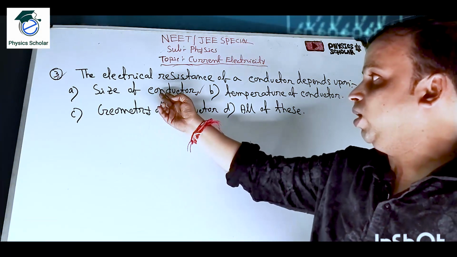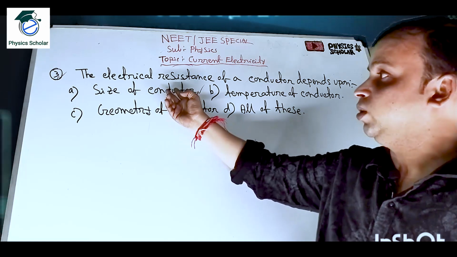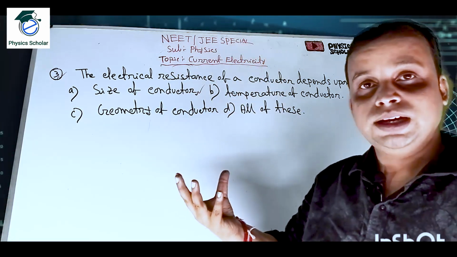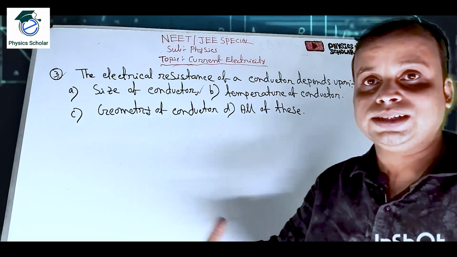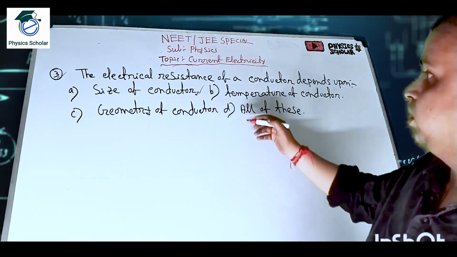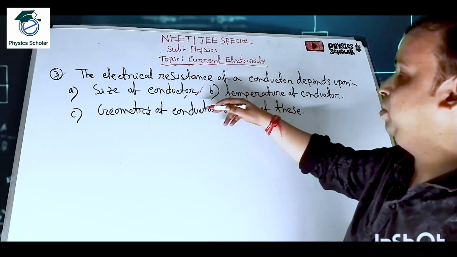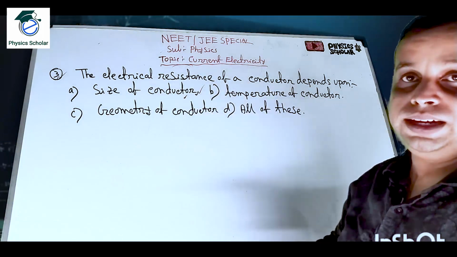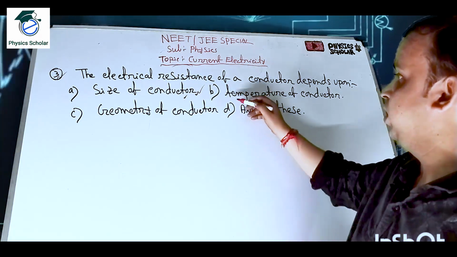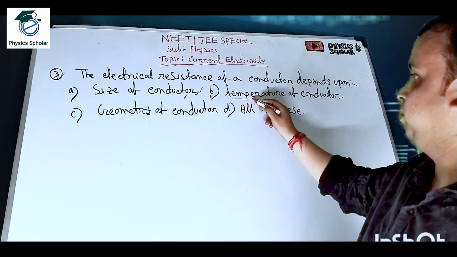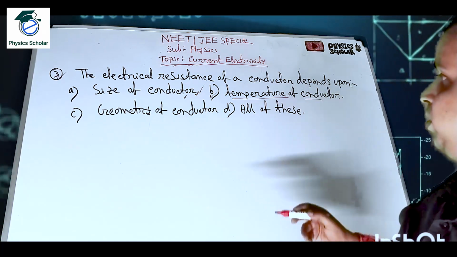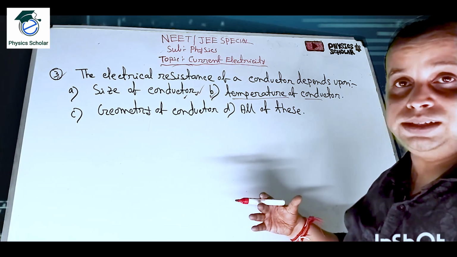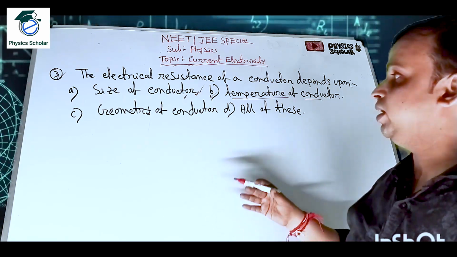Clear? So in case of the conductor it is also the same. So it will depend upon the size of the conductor. Clear? You can assume the flow of current as the flow of water inside a water pipe. So the size of the conductor, if it is big, that means more resistance will be there. If it is small, then less resistance will be there. Now option B, temperature of the conductor, obviously. Clear? If the temperature increases, then the resistance of the conductor will also change. It will increase. If it decreases, then it will decrease.